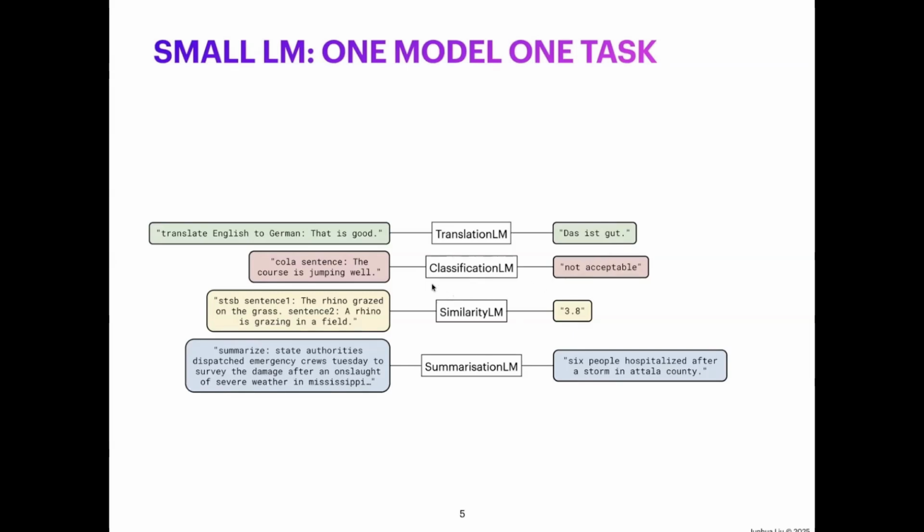Likewise, if we want to do some text classification, we will need to train a separate model. And if we want a language model to do some regression task, like calculating the similarity between two sentences, that will be a separate model. And finally, if we want to summarize a long paragraph, we will need to train a summarization language model. And before large language models, small language models couldn't do summarization very well because the outputs are generally not human-like. It may have a lot of grammatical errors, or some of the sentences may not make sense.